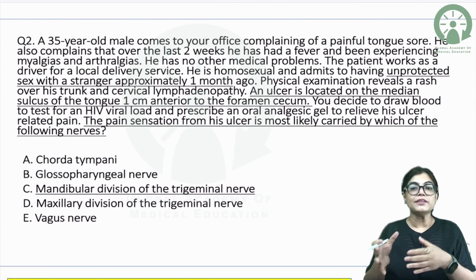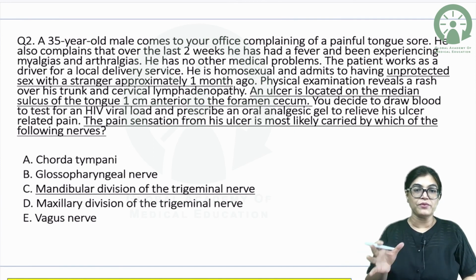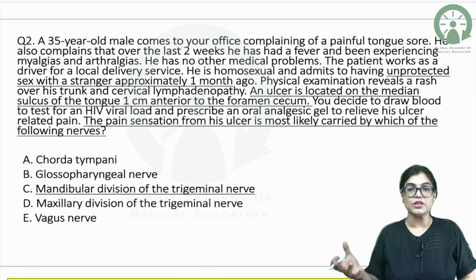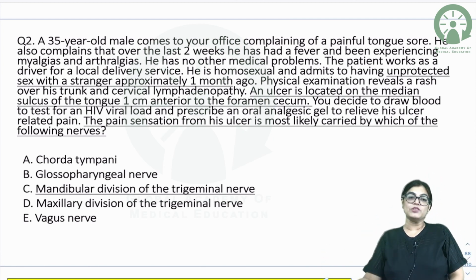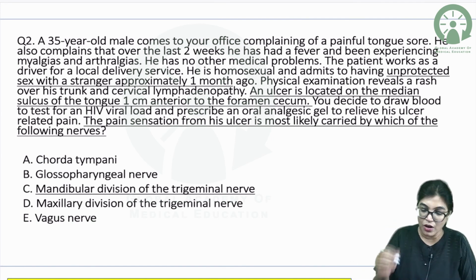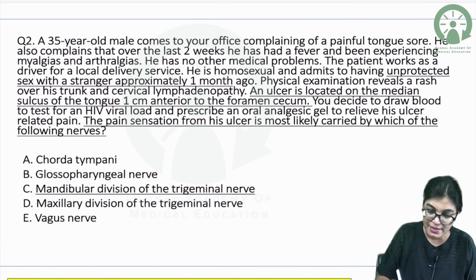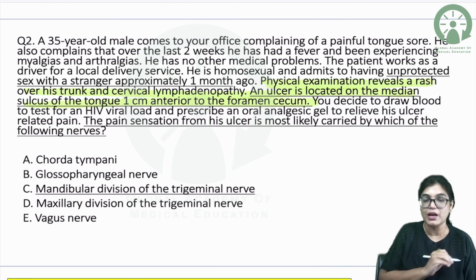Okay, you decide to draw blood tests for HIV and want to give an analgesic to relieve the pain. So the pain of this ulcer is carried by which of the following nerves? Very easy. Now, my dear Aspen, the key point is here. The key point is the location of the ulcer, which is 1 centimeter anterior to foramen cecum.